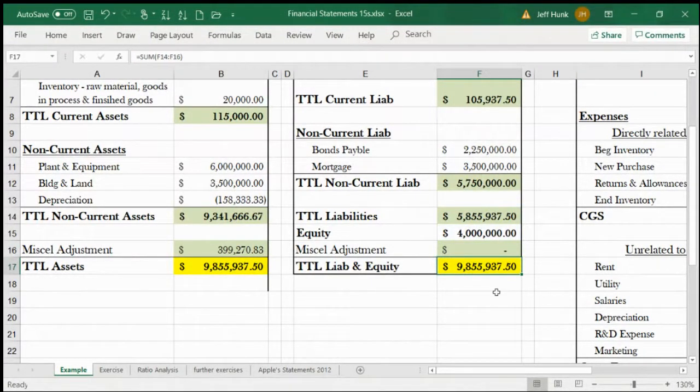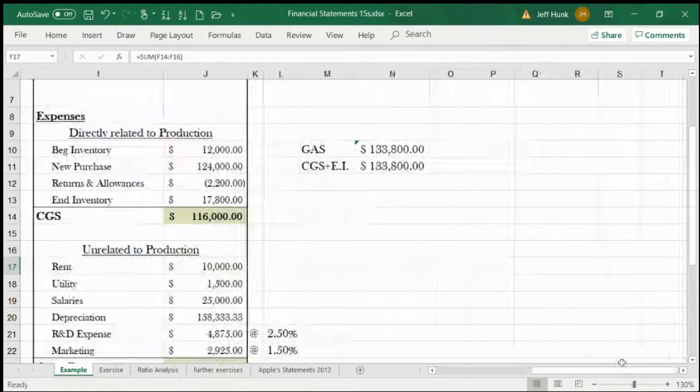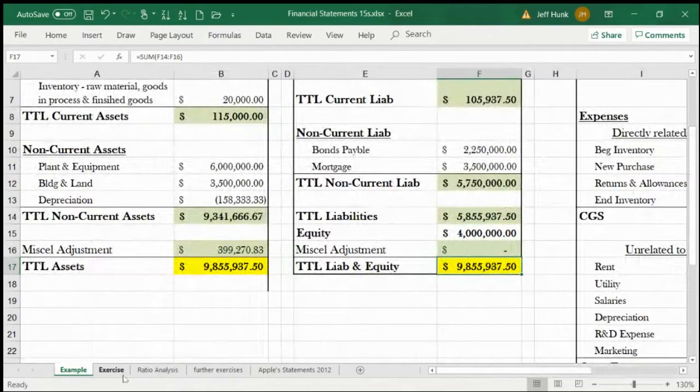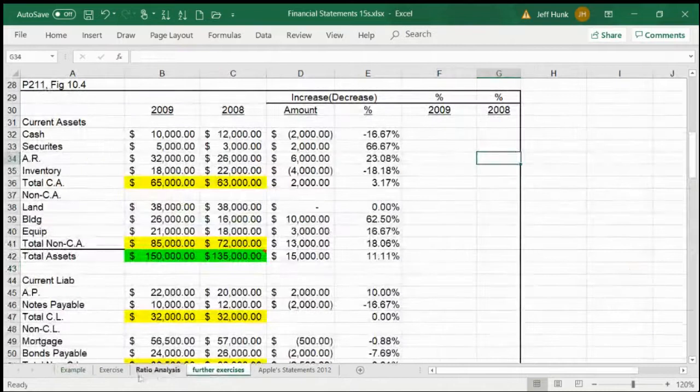Okay, so that's the exercise on the balance sheet. We did the exercise on the income statement before we went online. So in our next class, we'll do further exercises.